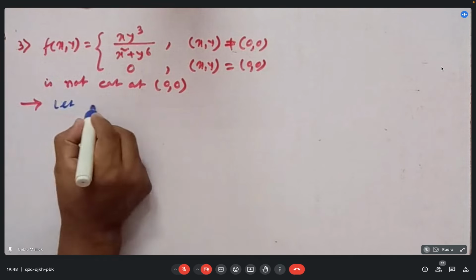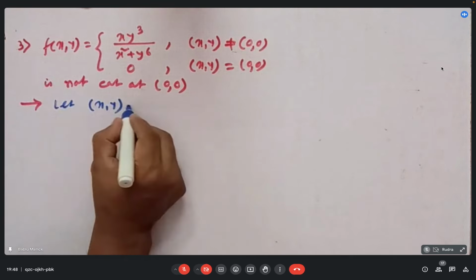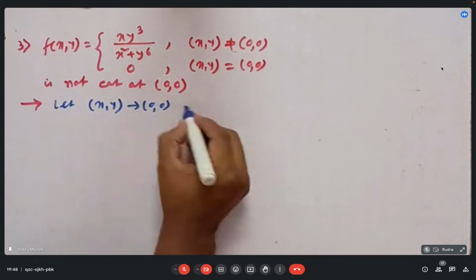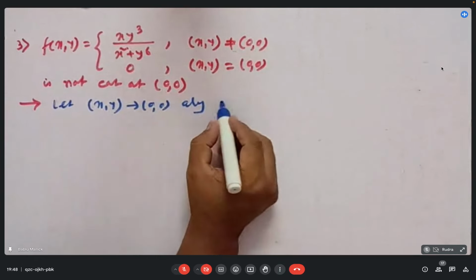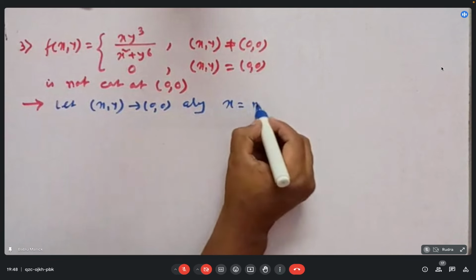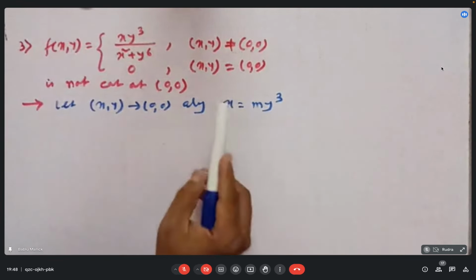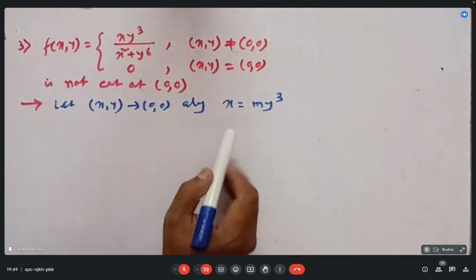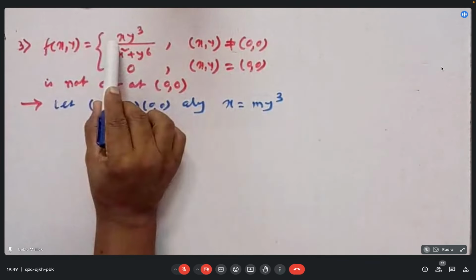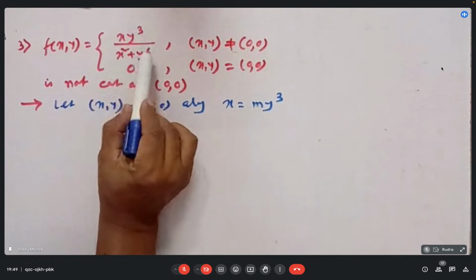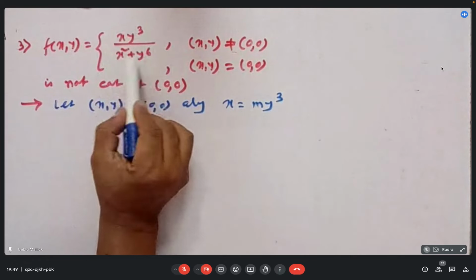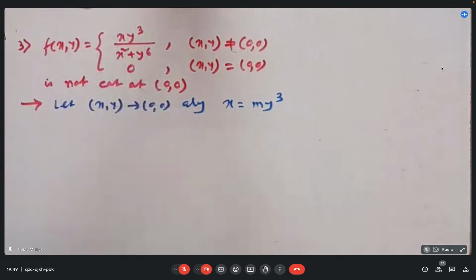Let (x, y) tend to (0, 0) along, I shall choose this path x = my cube. Why have I chosen this path? Because if I put x = m into y cube, then every part will be homogeneous.